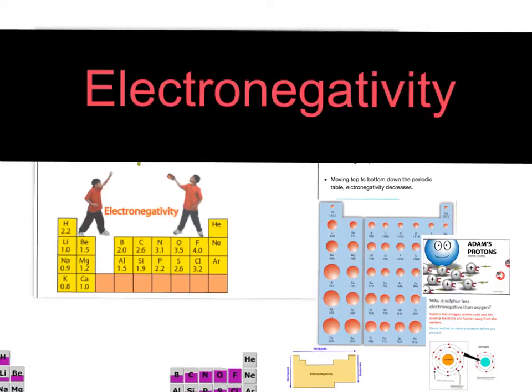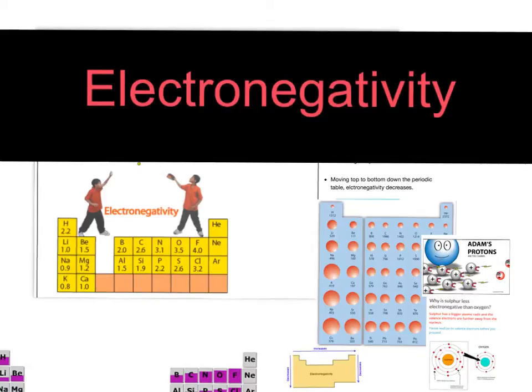As we get ready for our bonding unit, we need to finish up some of these periodic trends that determine how these elements bond together when they do form bonds. And so the big thing we're going to talk about is electronegativity. We're also going to talk about how the electronegativity affects ionization energy and something called electron affinity.